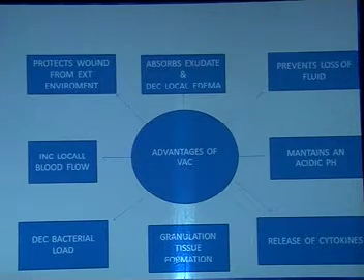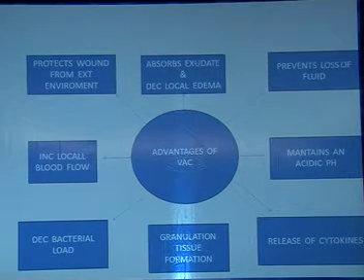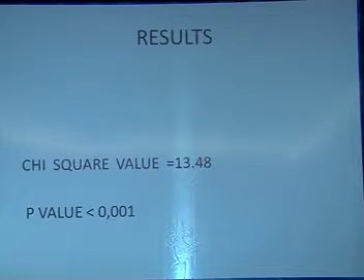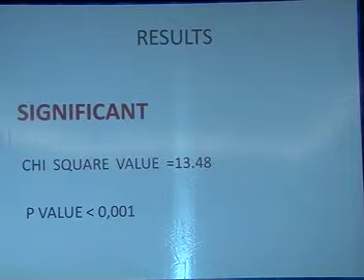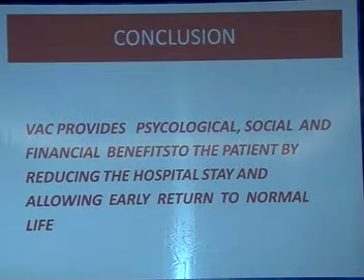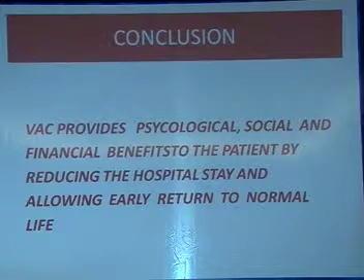In our study, every 10 days we observed the wound for the amount of soft tissue coverage and wound healing. Every 10 days we take the patient to the OT, and we did this under general anesthesia only. In the results, the chi-square value was around 13.48 in the case of VAC, and the p-value was less than 0.001, which is significant. So my conclusion is that vacuum assisted closure provides psychological, social and financial benefits to the patient by reducing hospital stay and allowing early return to normal life. Thanks.